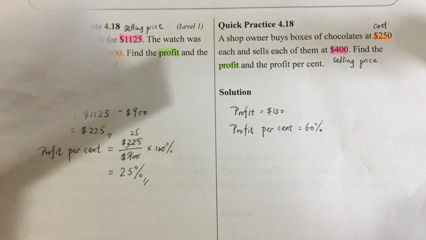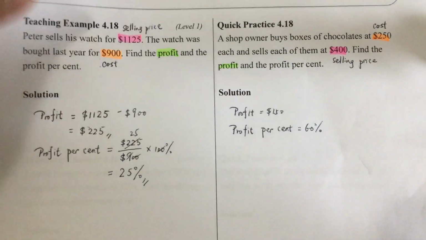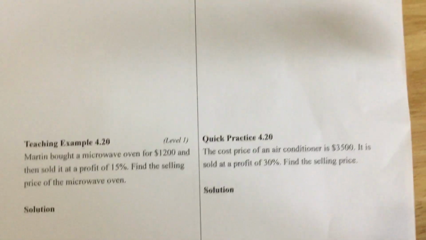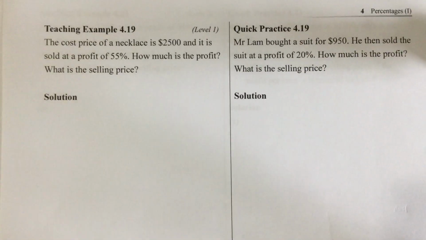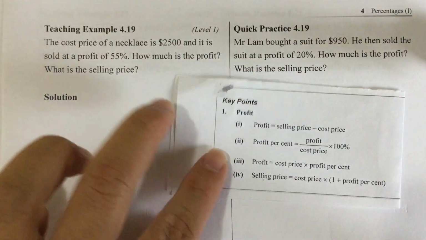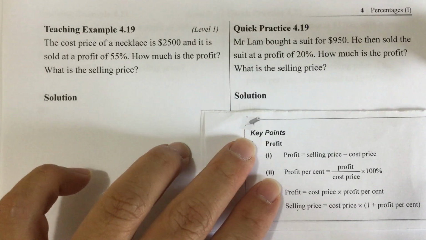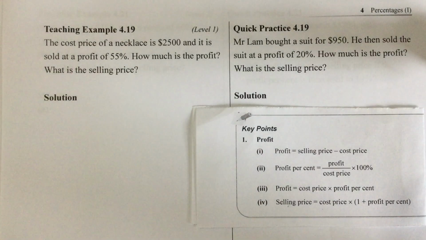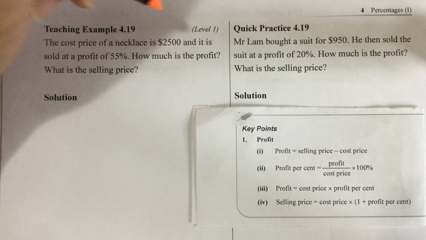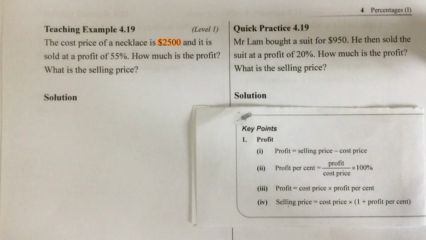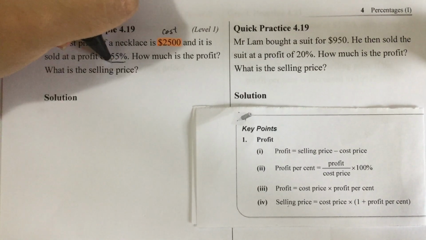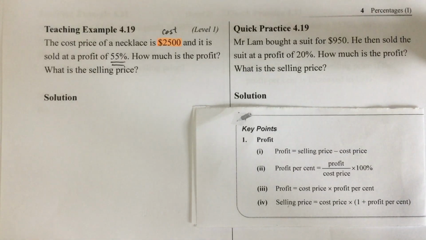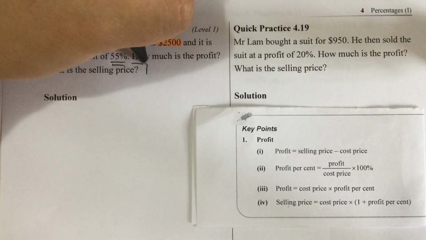Okay, now we will go to teaching example 4.19. The cost price of a necklace. Okay, we have the profit once again, so we use the profit formulas. The cost price of a necklace is $2,500. So obviously, $2,500 is the cost. And this is the profit percent I'm going to calculate. This is the profit percent.